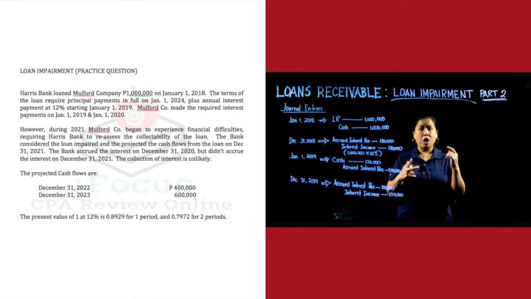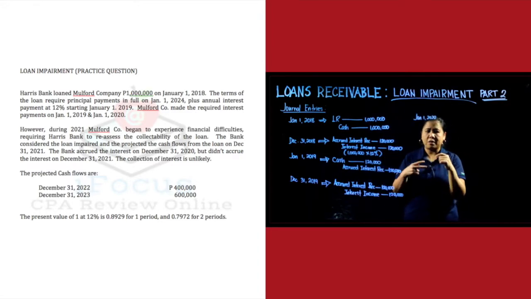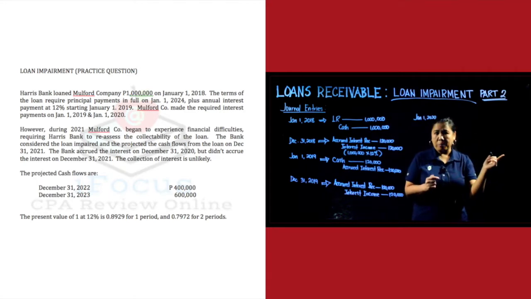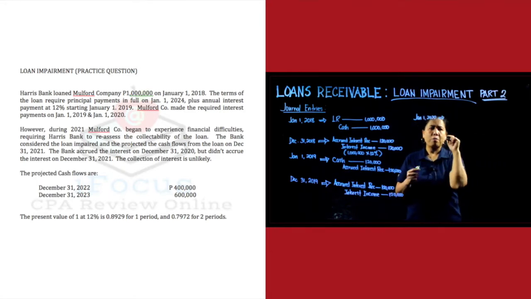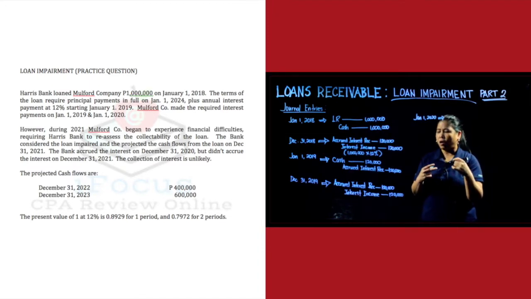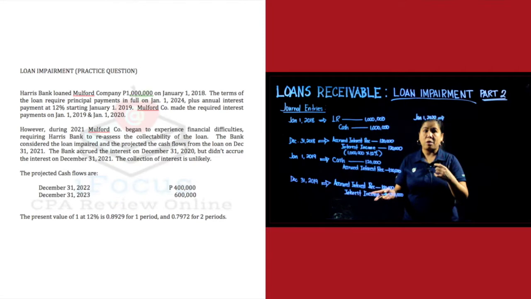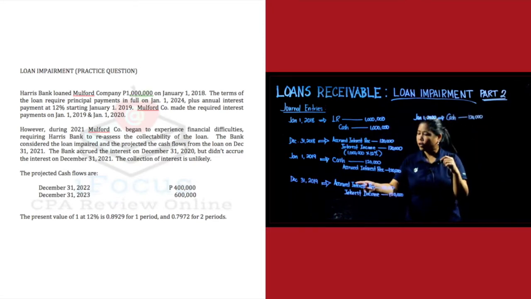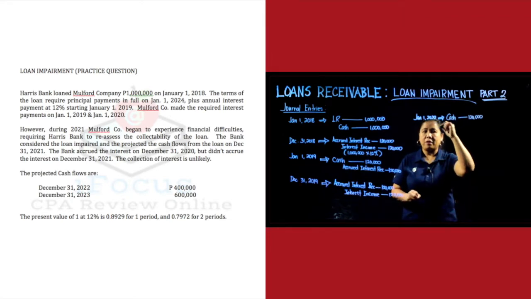So here comes January 1 of 2020. Yung second payment ng interest from Mulford Company or the borrower. So, our entry nung tinanggap ng bangko ang interest income or ang interest receivable is debit to cash and credit to accrued interest receivable. Aalisin na rin kasi nasingil na po natin.